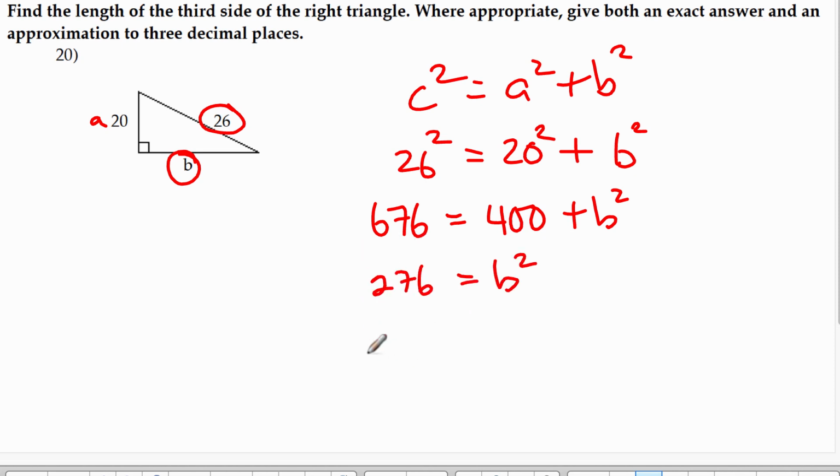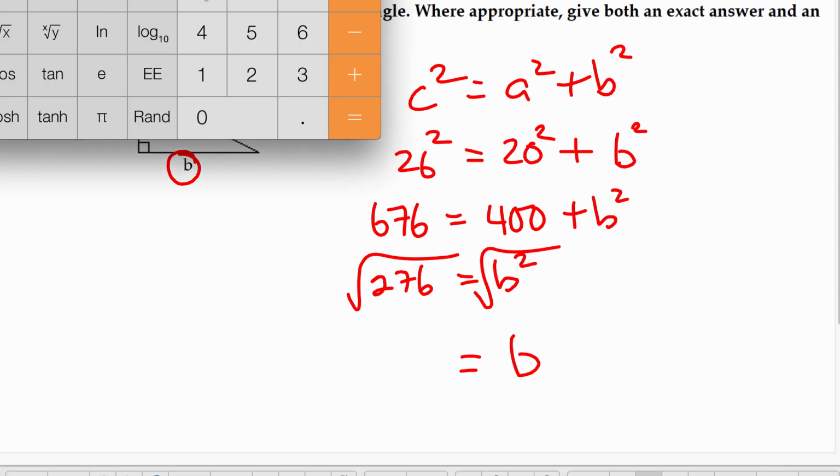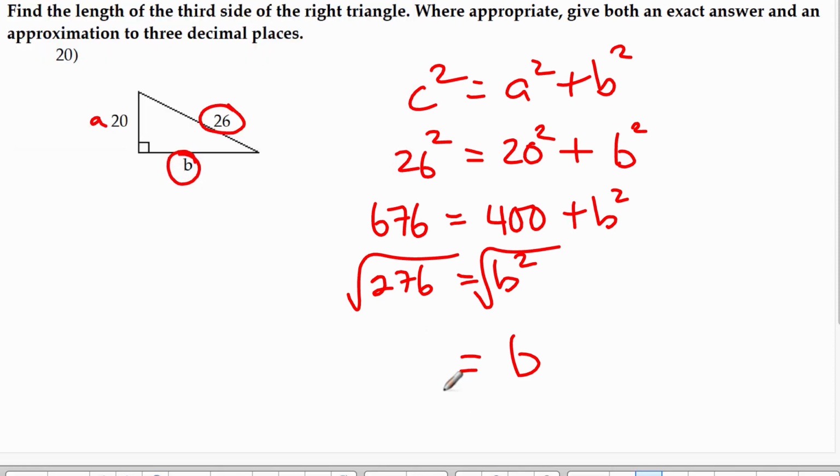Now I can square root both sides. Square rooting this just gives me b, and on this side I have to figure out what the square root of 276 is. So the square root of 276, 16.6 about. Okay, so this is 16.6.